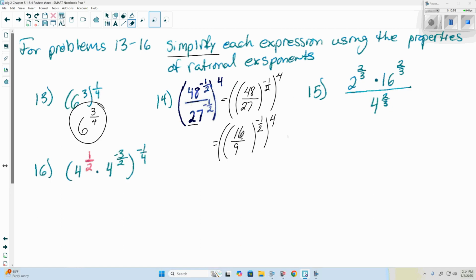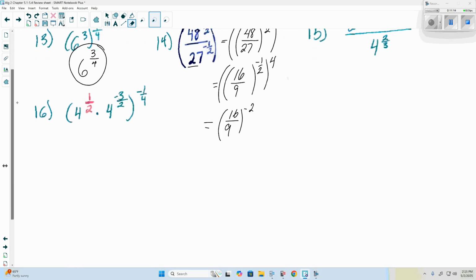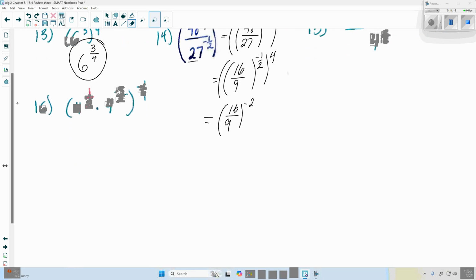Now, there is something else that's nice. We already did it once on 13, powers. The powers do what? Multiply, yes? What's negative 1/2 times 4? It is negative 2. All right. So where we're at is 16 over 9 to the negative 2.